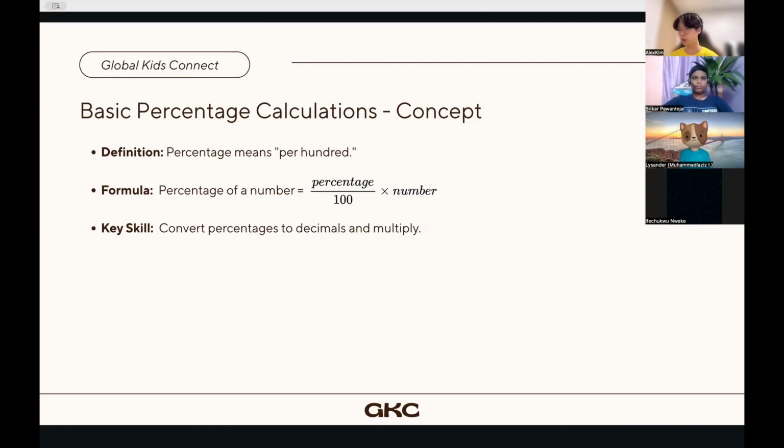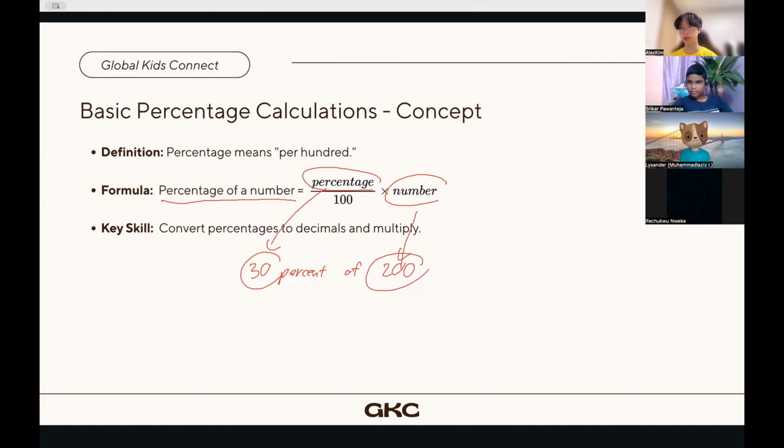And this is actually shown within our formula for percentages. As you can see, the percentage of a number equals the percentage over 100 times the number. For example, if we are asked to find 30% of a number, let's just say 200. If we say 30% of 200, then the percentage here represents 30, and the number represents 200.